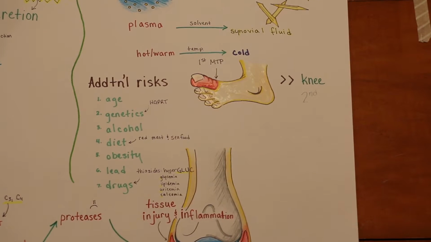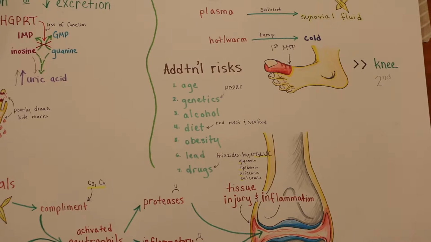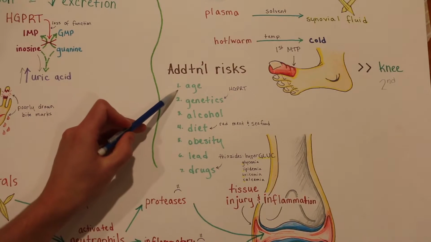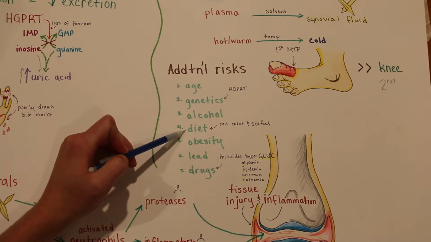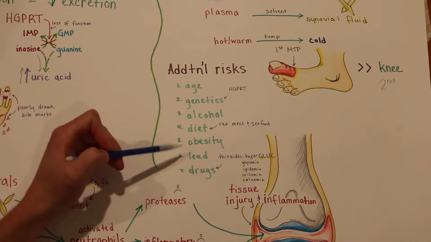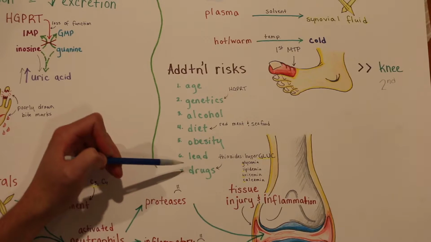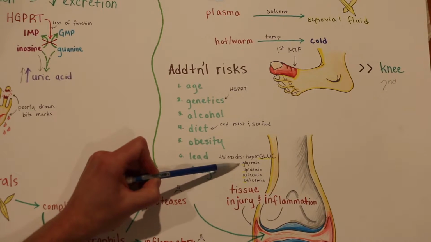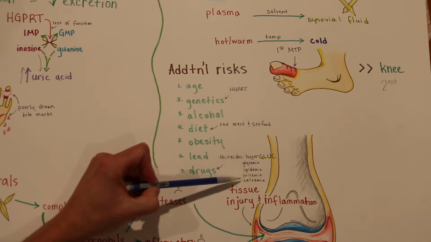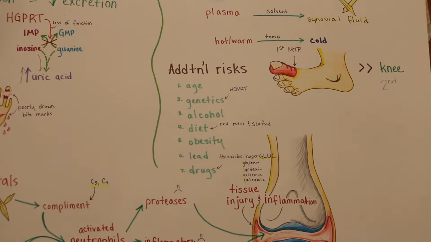So what other risk factors lead to gouty arthritis? Age, genetic predispositions, heavy alcohol consumption, a very high purine diet like red meats and seafoods, obesity, lead toxicity, and certain drugs like the thiazides causing hyperglycemia, hyperlipidemia, hyperuricemia, and hypercalcemia.